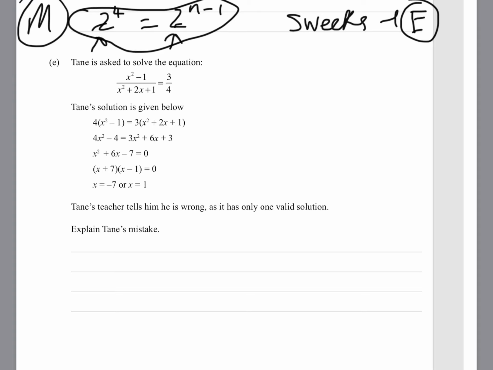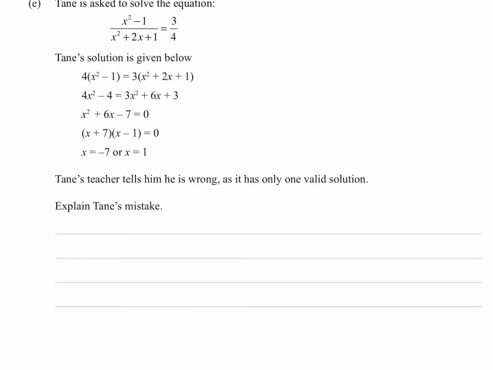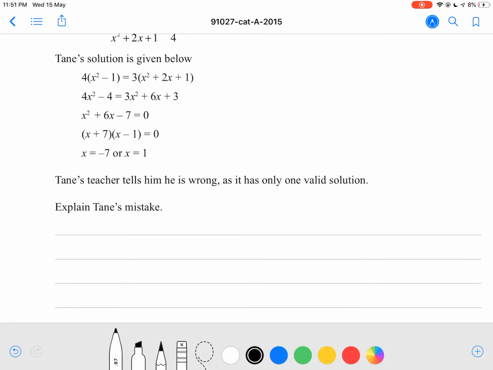Tane is asked to solve the equation. Okay, Tane's solution is given below. Tane's teacher tells him that he was wrong as there is only one valid solution. Explain Tane's mistake. So as you can see here, this is plus 6x here, but when he moves it across, it is still plus 6x. So the mistake here is that it shouldn't be plus 6x, it should be minus 6x, because when you move it to the other side, the sign also flips, so it becomes minus 6x, okay?